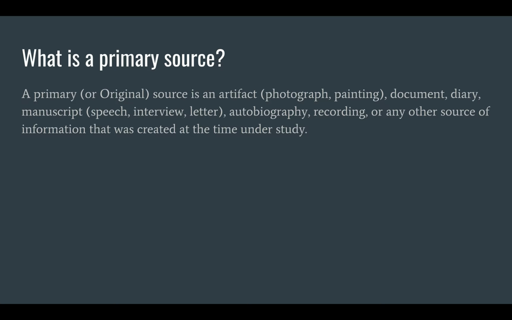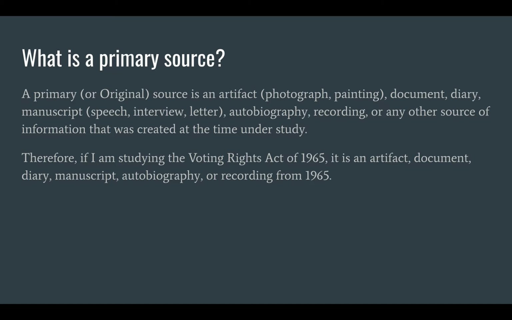Therefore, if I am studying the Voting Rights Act of 1965, it is an artifact, document, diary, manuscript, autobiography, or recording from 1965. So looking ahead, you will need to have 3 primary sources for your project at a minimum. You can have more. The more the better, really, but 3 at a minimum.